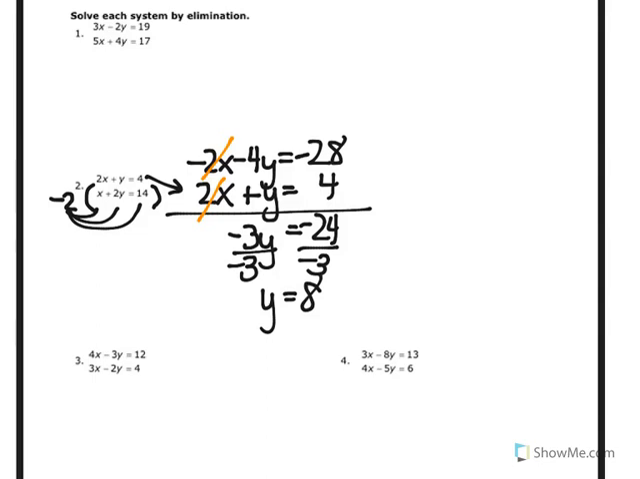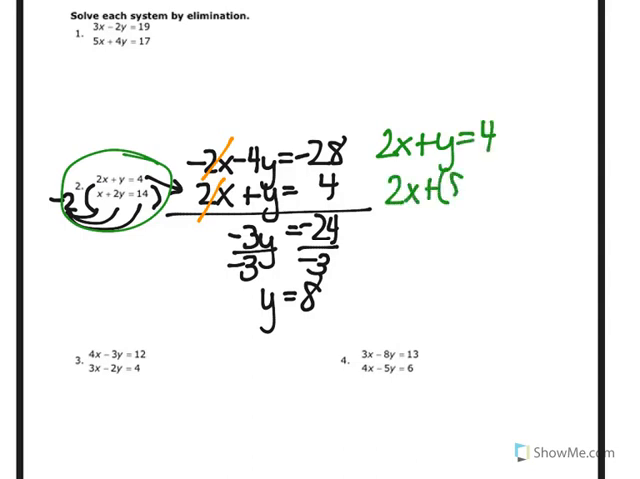So now that I know that y equals 8, I'm going to plug that into either one of these two equations. So I'm going to use the top one, 2x plus y equals 4, and instead of y, we're going to substitute 8.